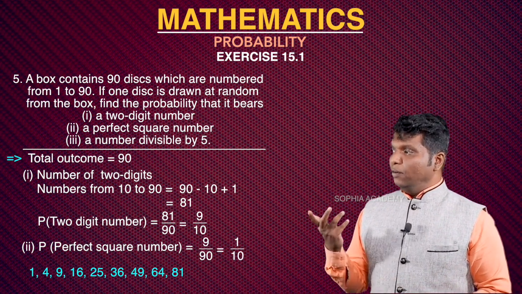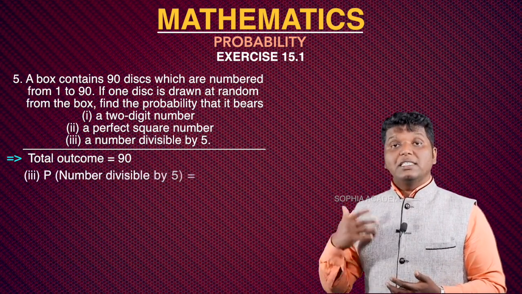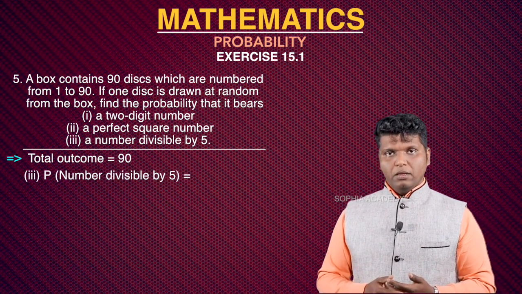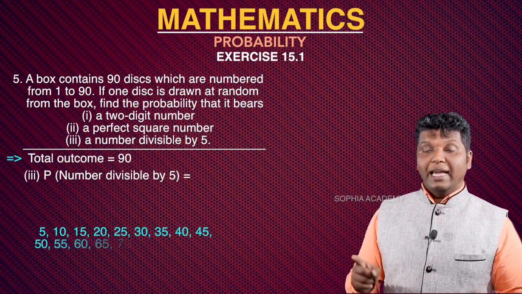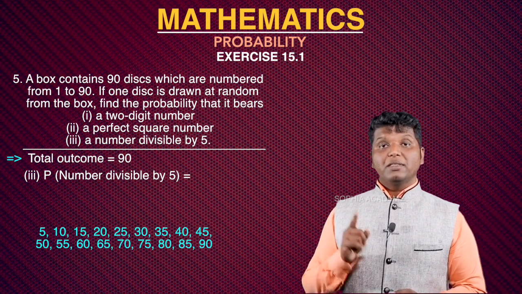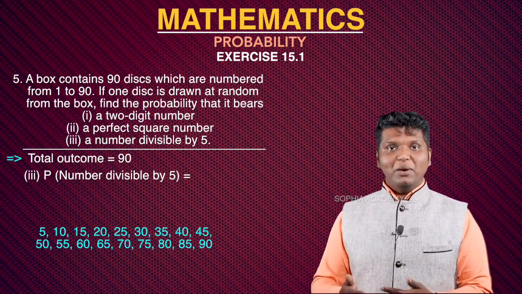Now finally, what is the third one? The number which is divisible by 5. So what is the first number which is divisible by 5? It is 5 itself. So 5, 10, 15, 20, 25, like that. One by one you have to count.